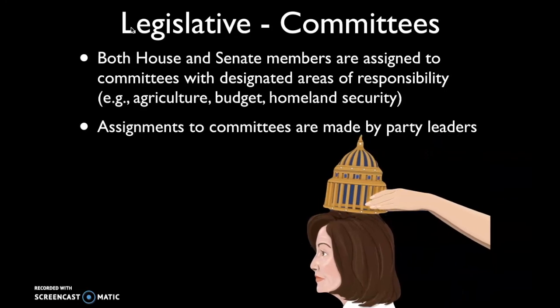So assignments to committees are made by the party leaders. Both the majority and minority leaders assign their members to committee positions, and there are certain committees that are considered more prestigious than others. Ultimately, within the committee there's a lot of seniority. So the goal is to try and become either a ranking member or ultimately the committee chair, because that person has the most power within the committee.